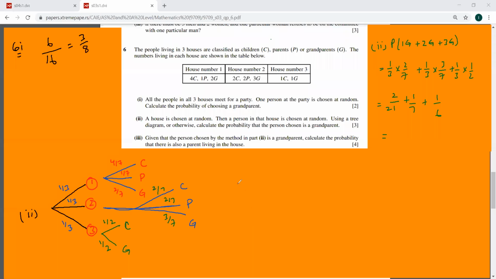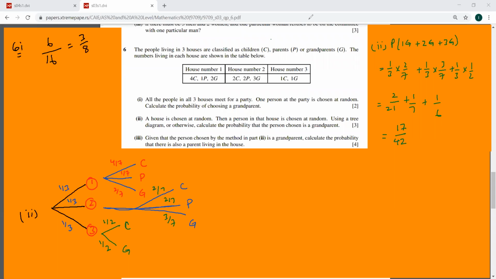0.405, sir. Can you give the answer as a fraction? 17 by 42. Sir, 17 by 42. Thank you. 17 by 42. Okay.